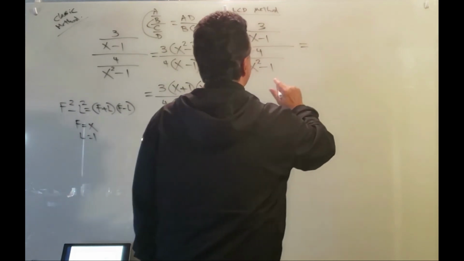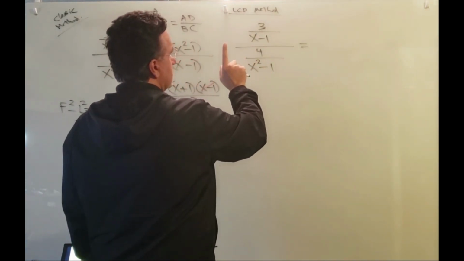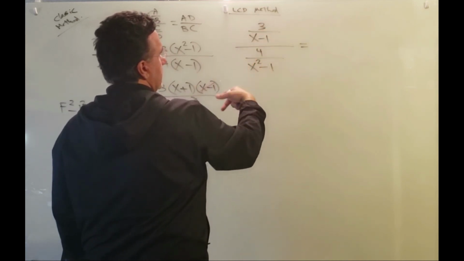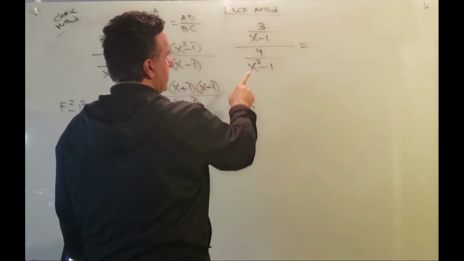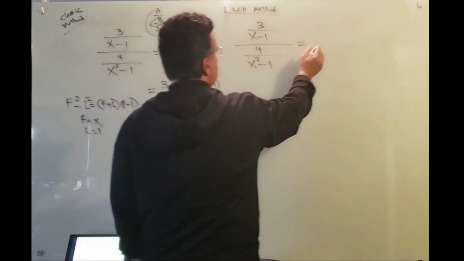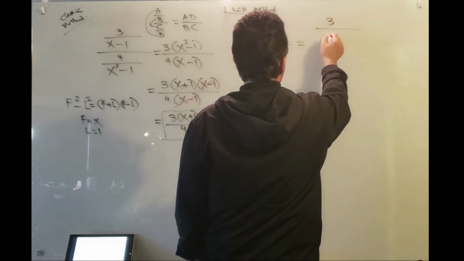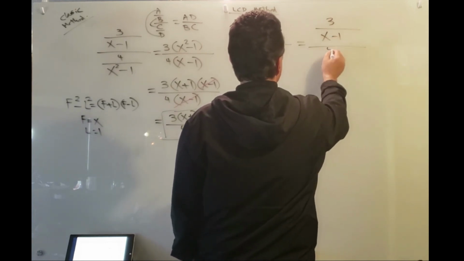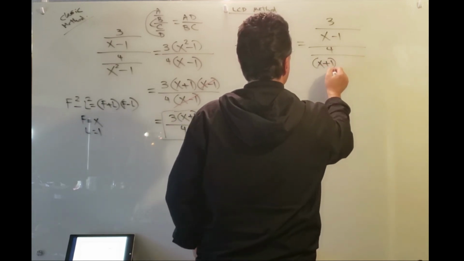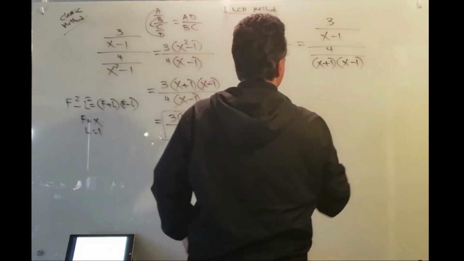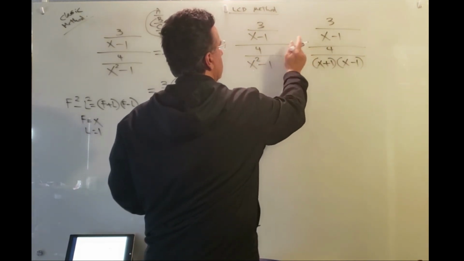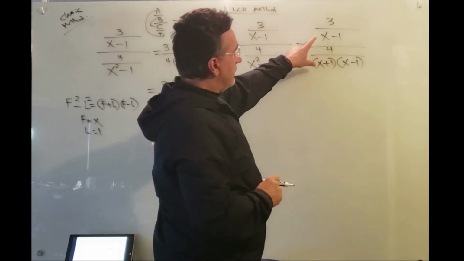Okay, so remember, the LCD method is different. For the LCD method, you look at all the fractions involved, right? And then see if you can come up with the LCD. But before we can see what the LCD is here, we need to factor this denominator. Notice that's going to be 4 over, as we just showed over there, x plus 1 times x minus 1. When denominators are both in factored form, it becomes a lot easier to find the LCD.